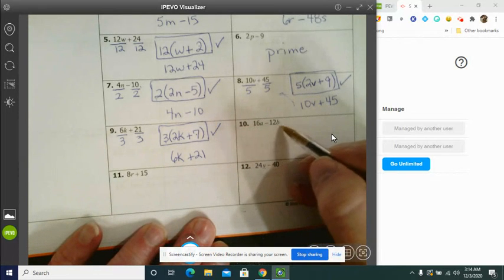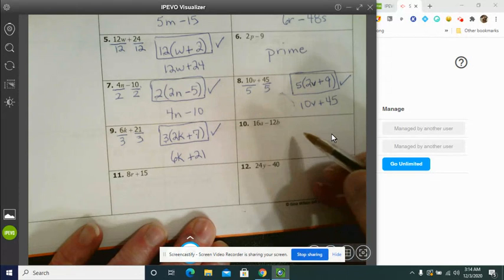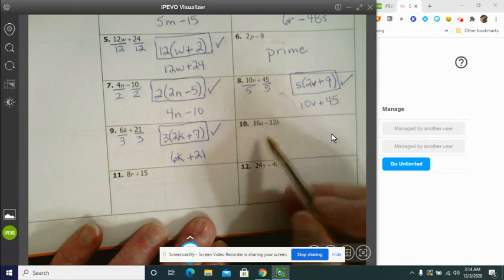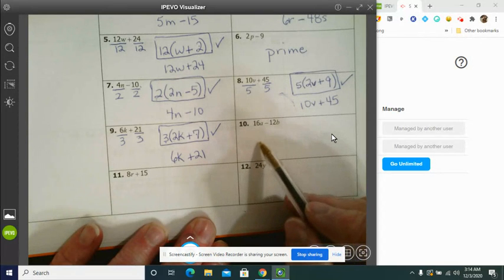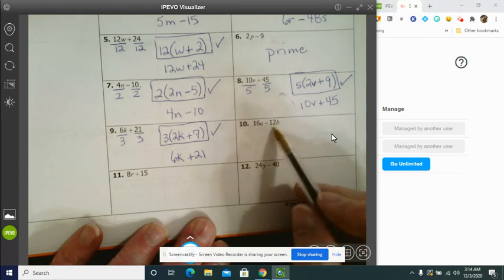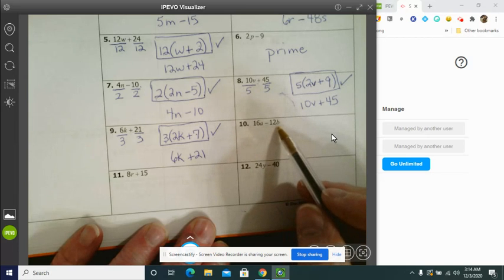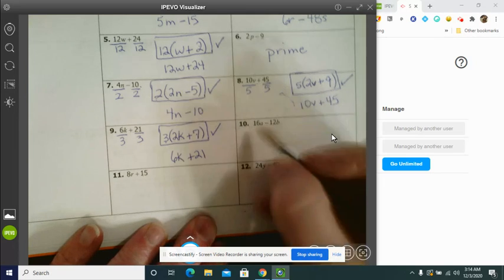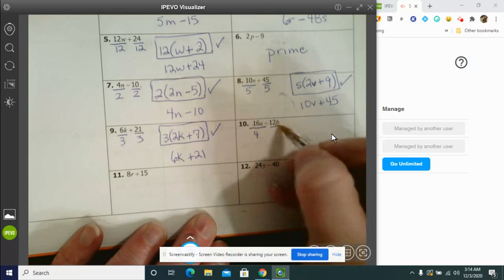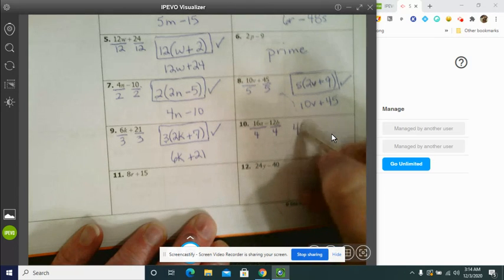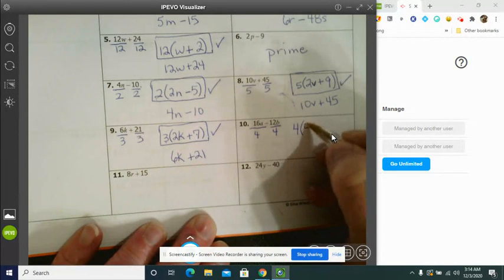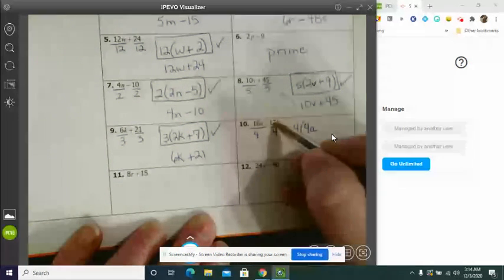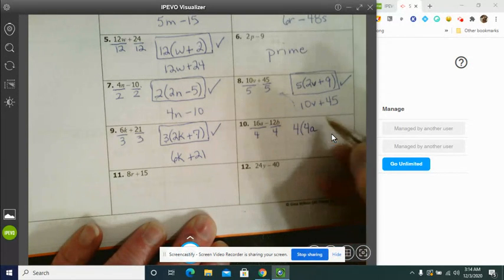16a minus 12b. So I'm looking for the biggest number that will go into both of them. Now, I could pick a 2. 2 goes into both. But the biggest number that goes into both of them would be a 4. So I need the greatest common factor, not just a common factor. So I'm going to divide them both by 4. Put the 4 on the outside of my parentheses. 16a divided by 4 is going to be 4a. Negative 12b divided by 4 would be negative 3b.